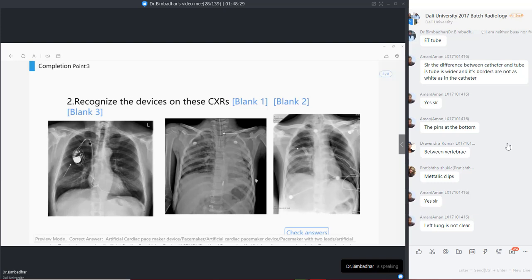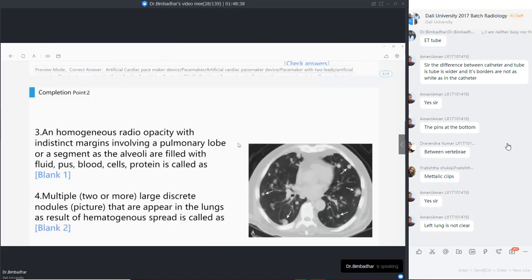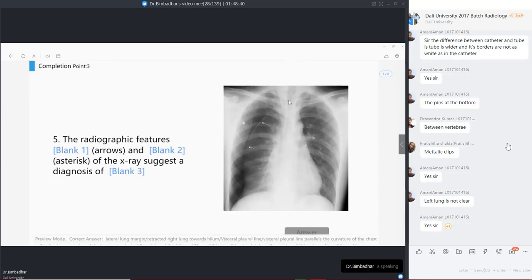Okay. The left lung is not clear. That is what I'm saying, right? Most of the time, this is indicated for atelectasis patients. Right. The answer to this question is pneumothorax.